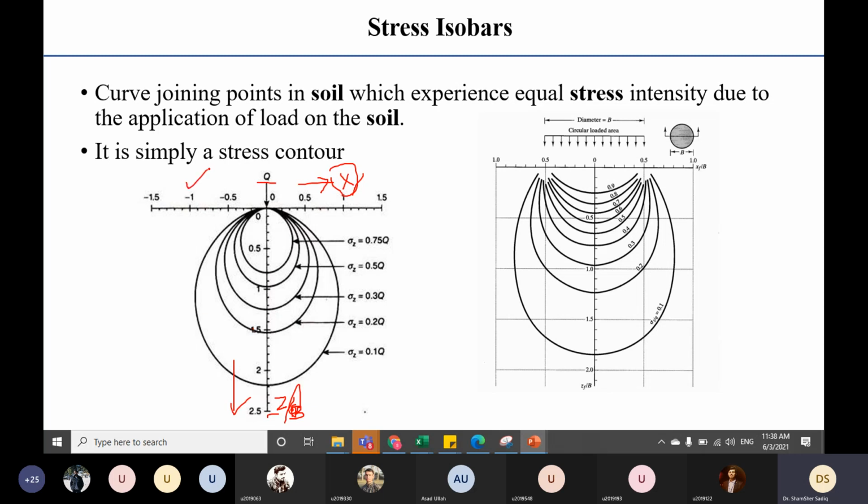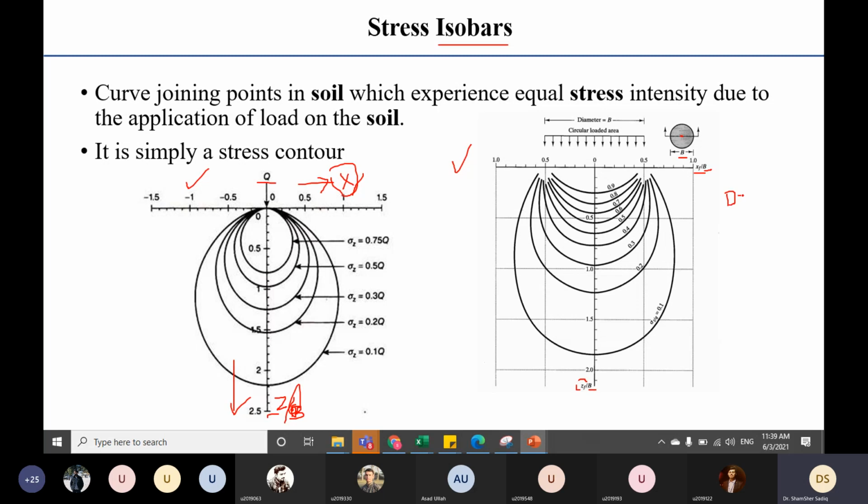I need to look into the unit of this plot. So this plot is not very clear. Let us look into this plot. You will be able to clear your concept of stress isobar. If you look at this, it is a circular footing whose diameter is b. And this x-axis is a normalized axis. x is the distance from the center of the footing where you want to calculate the stress, and b is the diameter of the footing. And the y-axis is the depth where you want to calculate the stress, divided by b.